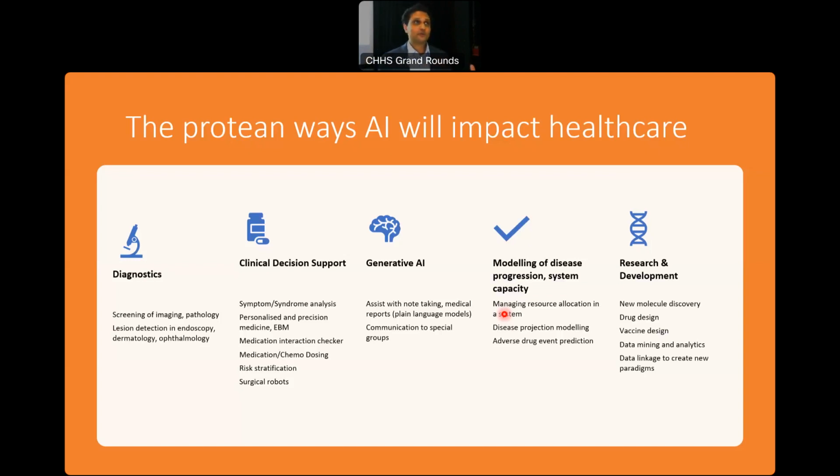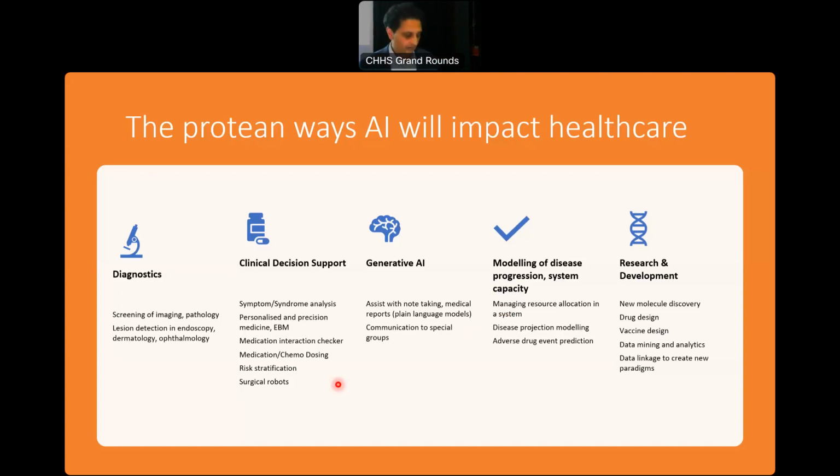So modeling how the hospital is running, for example, with the huge amounts of data coming in from multiple sources. What is the best way to allocate resources? And then in research and development, for example, new molecule design, vaccine discovery, data mining and analytics. So those are the big broad pots that exist for AI in healthcare.